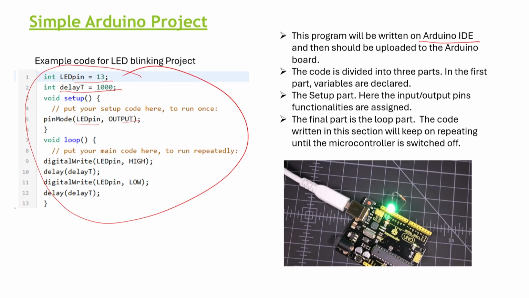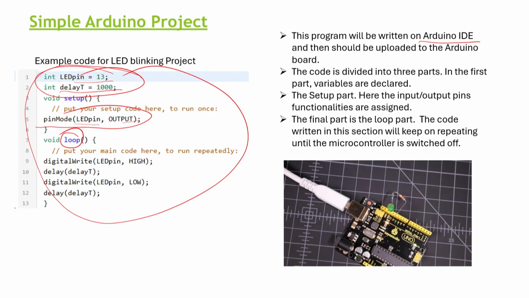The code has 3 parts. In the first part we declare the variables, just like we do for any such language, C or something very similar. Then the setup part, where the input-output pin functionalities are assigned, that is, which pin is going to work for what, the pin modes are assigned. That is the setup part, and then the final part is the loop part, as I told you. So, this is the loop part of the work. The code written in this section will keep on repeating until the microcontroller is switched off.